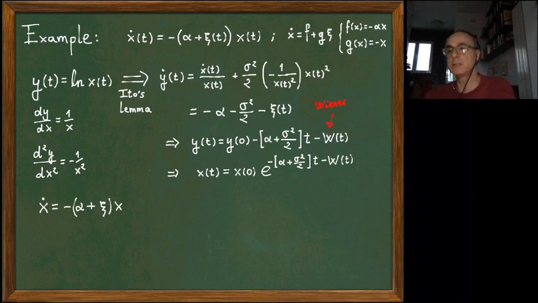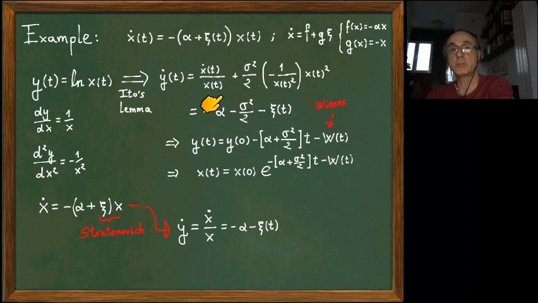Let's consider now the same equation, but interpreted as a Stratonovich. Now we interpret it as Stratonovich, and of course the result is different. Now we can apply standard calculus, and standard calculus tells us that y is x dot divided by x, and then this is minus alpha minus the noise. And you see it's the same result as here, but without the Ito term. And now we solve this equation, we integrate as before, there is alpha t minus w, and then we have the exponent.